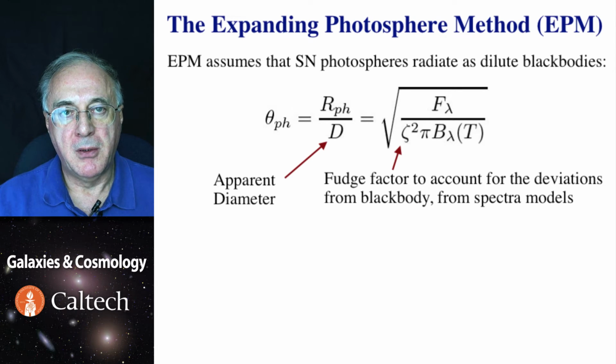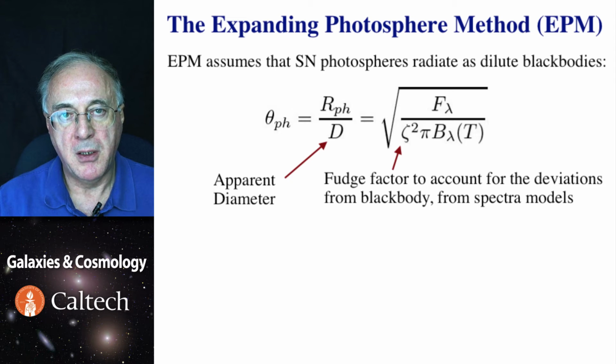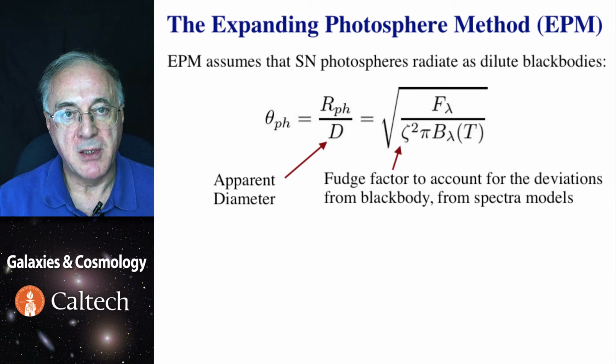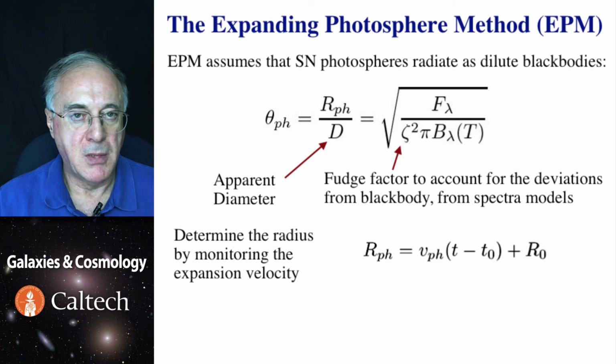The angular diameter of the expanding photosphere is the ratio of its physical diameter and the distance. And that can be folded through the Stefan-Boltzmann formula as shown here, except that there is an extra fudge factor that's inserted to account for the deviations of the real supernova spectra from the black body. This is where theory comes in. That's where the modeling comes in. Just like with the Baade-Wesselink method, we can figure out the radius from observing the velocity of the expanding photosphere from the moment of the explosion as a function of time.